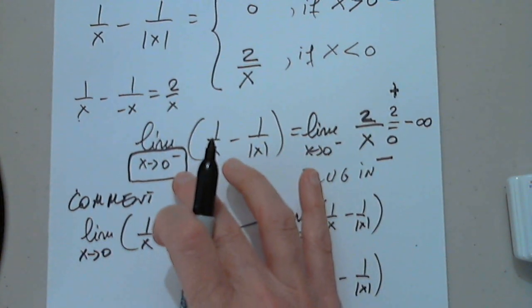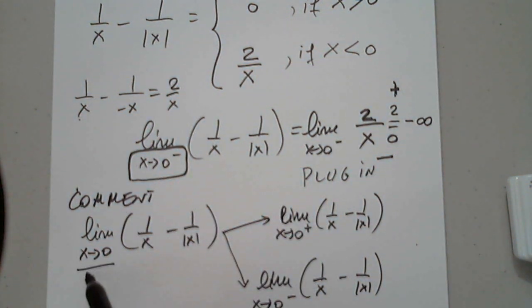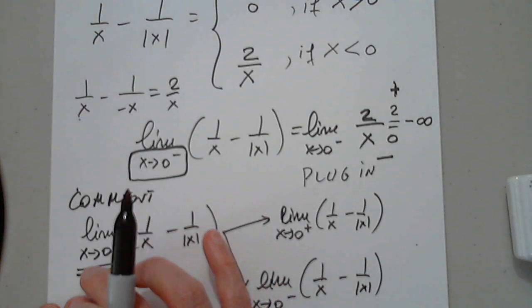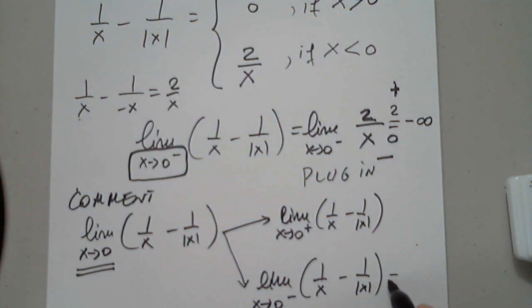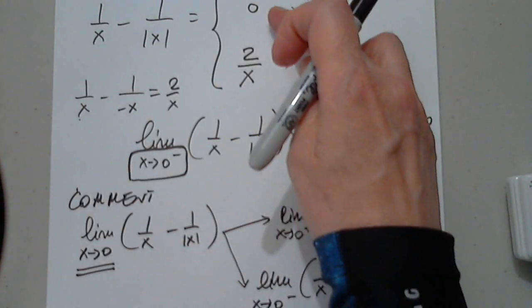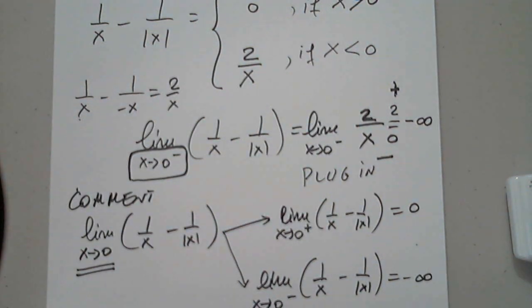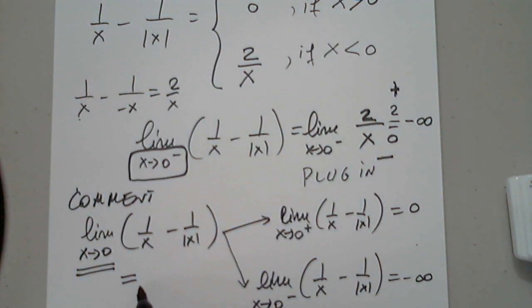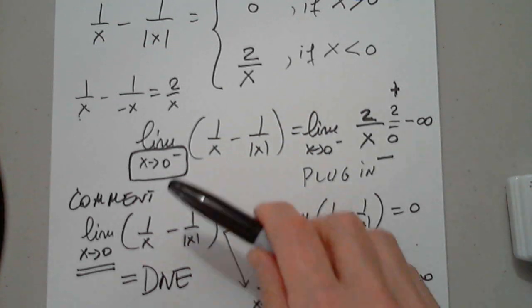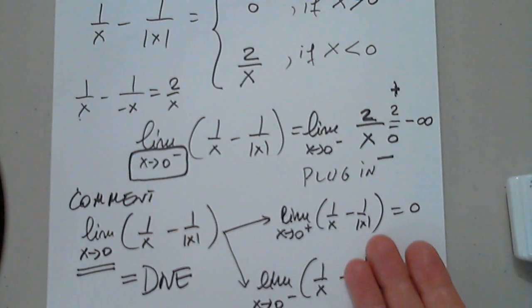Not for this situation. But if the original limit was as x approaches 0 from either side, we already determined the one to the left and we got negative infinity. When we determine the one to the right, we get 0. Then, only then, I will say this limit is what? DNE. Yes. But I have to determine both.